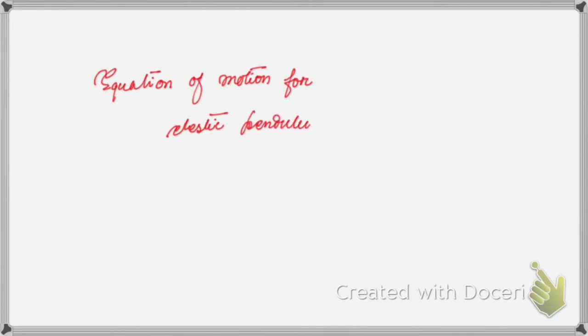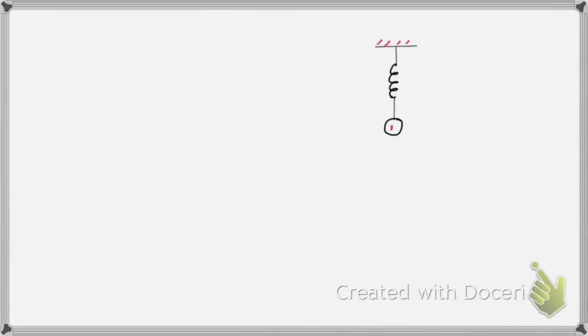Hello friends, in this video we are going to find the equation of motion for an elastic pendulum using the Lagrange equation of motion. Suppose we have an elastic pendulum. This is the elastic pendulum, so its path of oscillation should be this. Now, due to the extension of the spring, it will follow this path below the suspension.